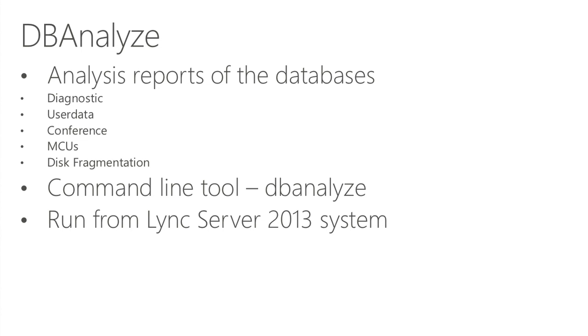DB Analyze really is a command line tool, so I don't have any screenshots. It's just too hard to read on these screens. But have a look at it. Look at some of the data that we get out. Things like disk fragmentation, it looks at the SQL databases behind it. Conference usage and user data, you need to be specific, in that it will look at a single user or a single conference. But it does give lots of data around that, the size of the files that are attached to it, and that sort of thing.